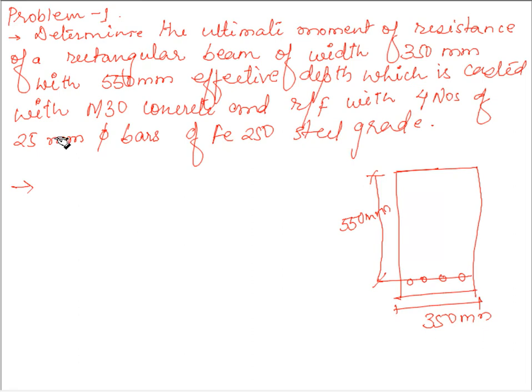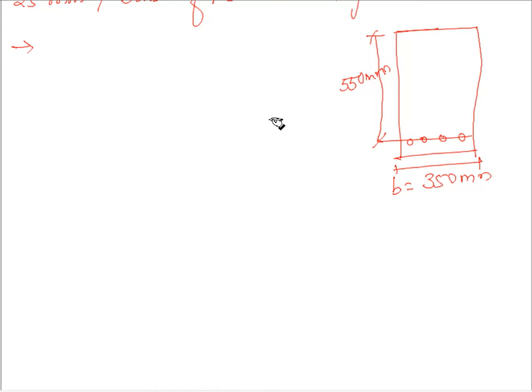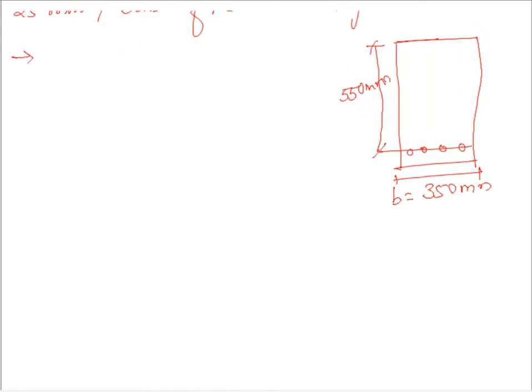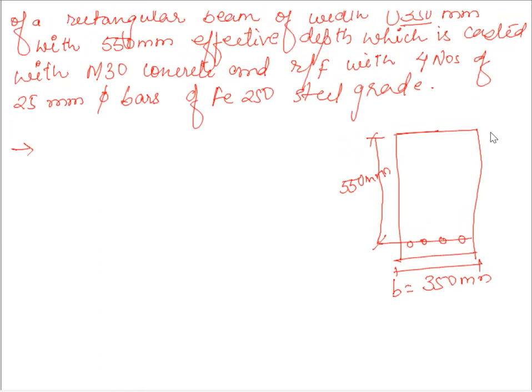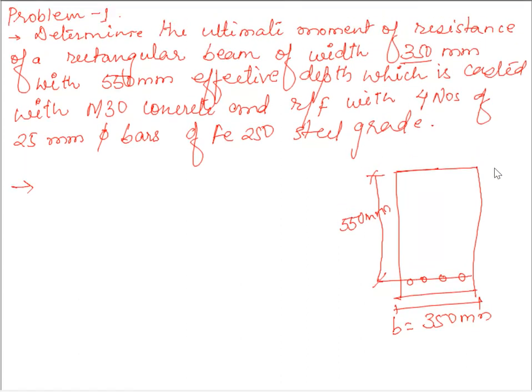In this problem, we have to determine the ultimate moment of resistance of a rectangular beam of width 350 mm. This is the width of the beam. The depth of the beam is 550 mm, which is the effective depth, not the overall depth. The overall depth includes the clear cover. The overall depth is capital T, and this is small d, the effective depth. The difference between them is called the clear cover or effective cover.